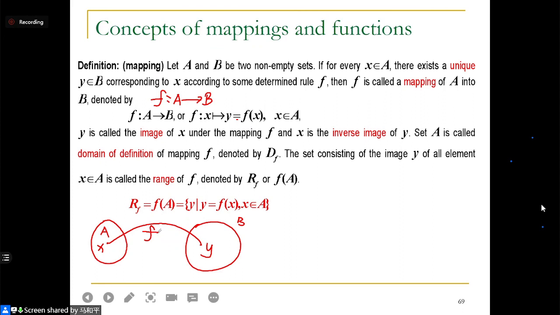And y is called the image of x under the mapping f, and x is the inverse image of y.